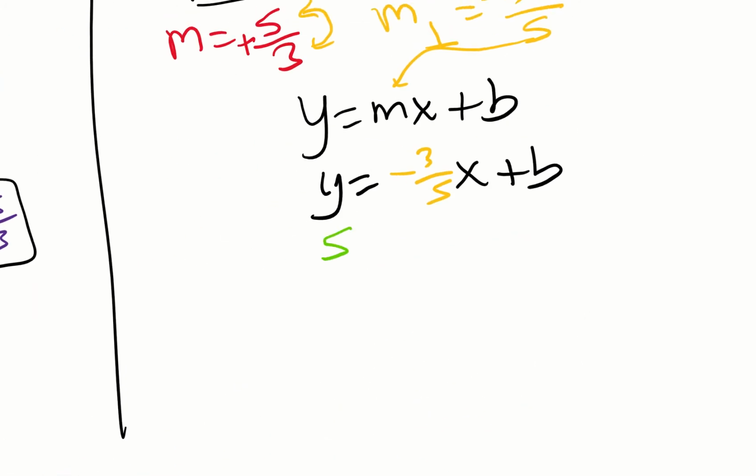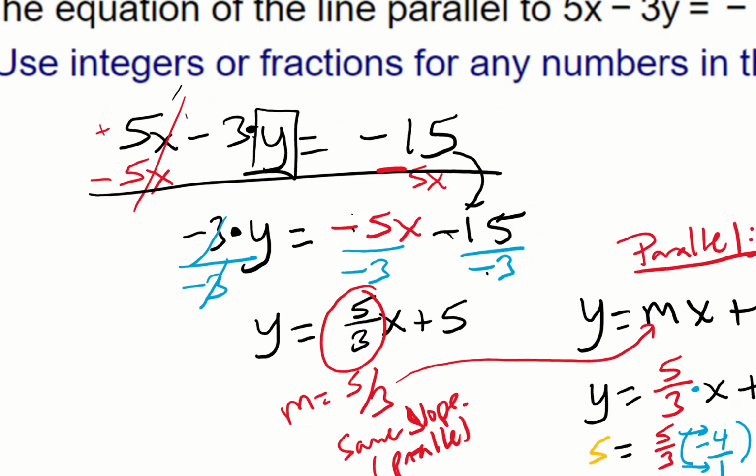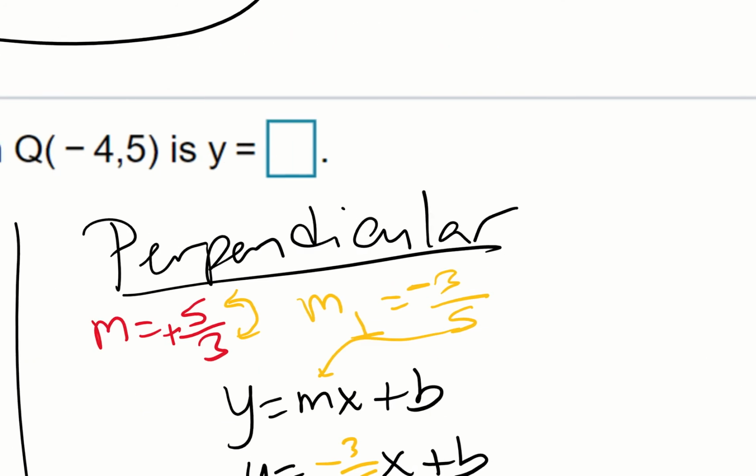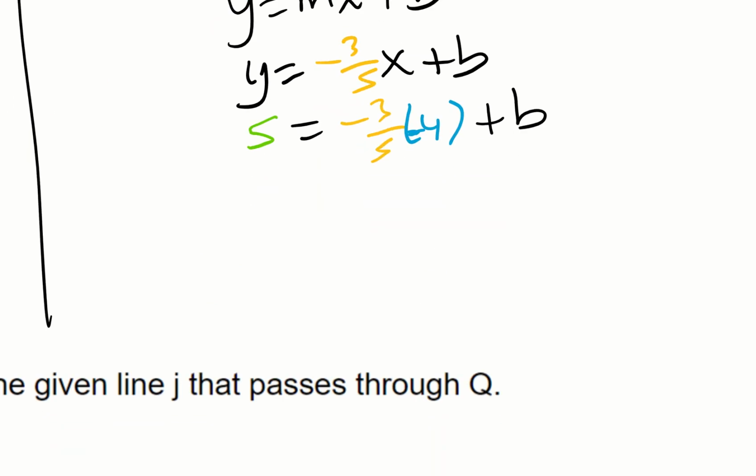Okay, so we have 5 equals negative 3/5 x plus b. Let me double check the problem. X was negative 4, right? Yeah, x was negative 4, not positive 4. Okay. So again, dealing with fractions, right? So we got a whole number with a fraction. Put this over 1, multiply straight across. 3 times 4 is 12. 5 times 1 is 5. That part is done.